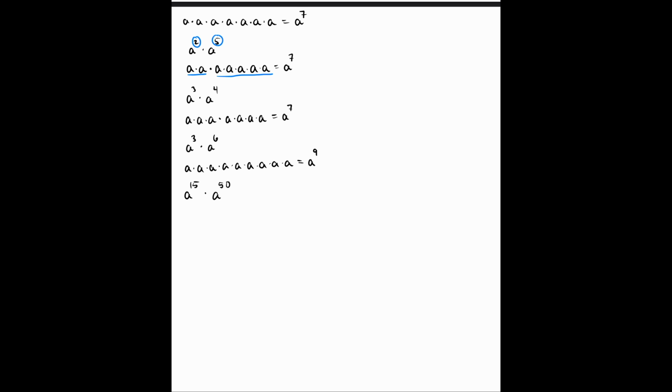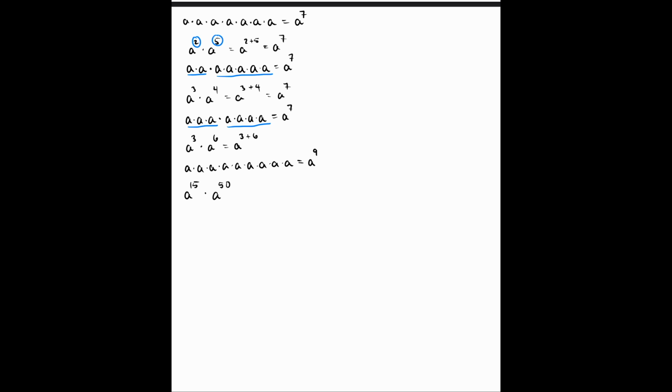And the answer is yes. Look at this. If we add 2 plus 5, that would give us a to the 7th. If we do the same thing with the second example, if we add 3 and 4, well, that also gives us 7. And again, these exponents are telling us how many times the a is multiplying itself. So a cubed is a times a times a, and a to the 4th is a multiplied by itself 4 times. So the exponents are actually telling us how many times the a is multiplying itself.